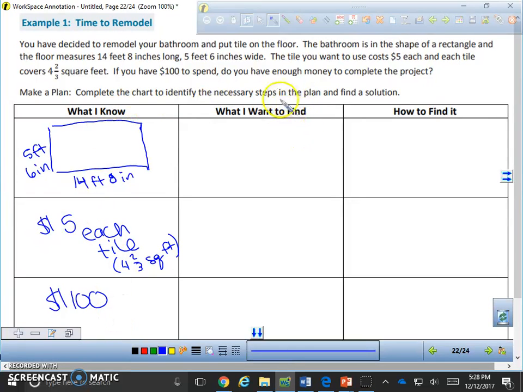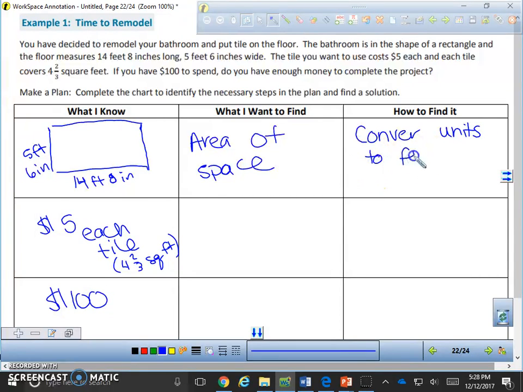What are we going to need to find? First of all, we're going to need to find the area of our space, because we're going to fill this in with tiles, okay? So then that means we're going to need to make sure all the units are in feet. Convert units to feet and multiply. Okay. What do we want to find?